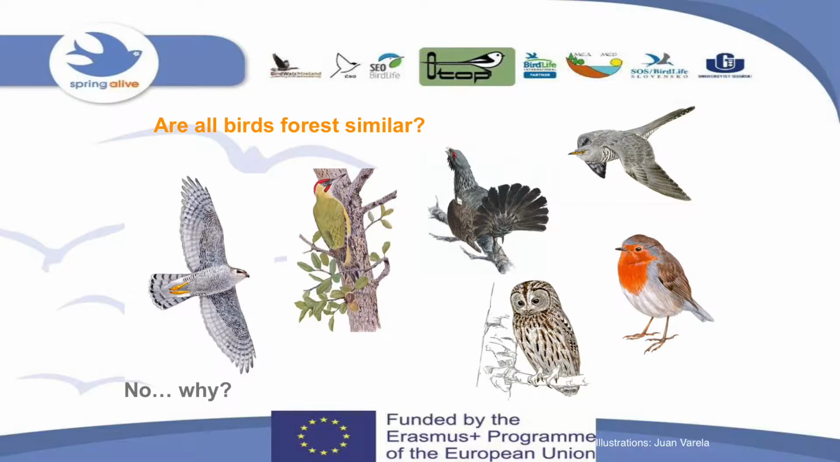Okay, here you have some examples of forest birds. You can see they are totally different from each other. Different shapes, different colors, different sizes. Why does it happen?